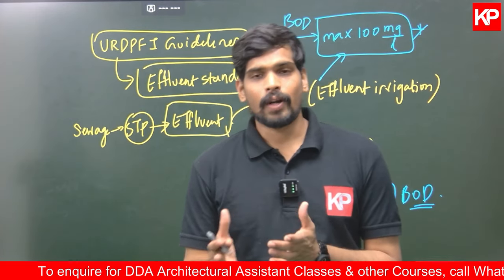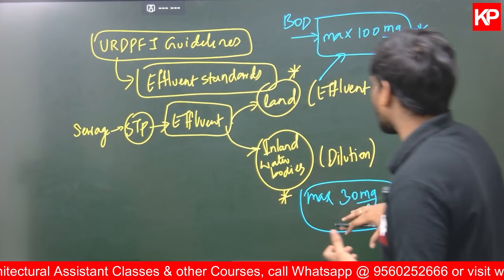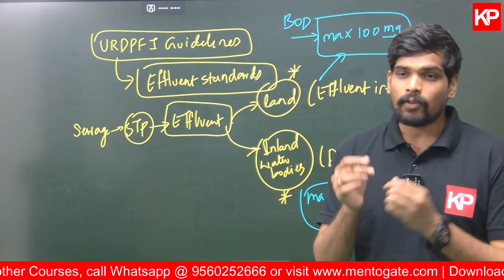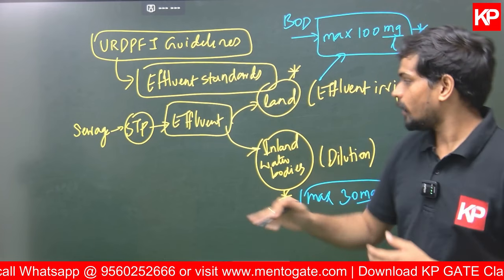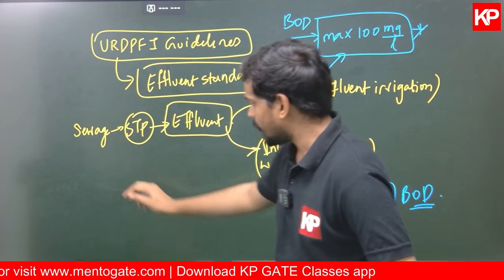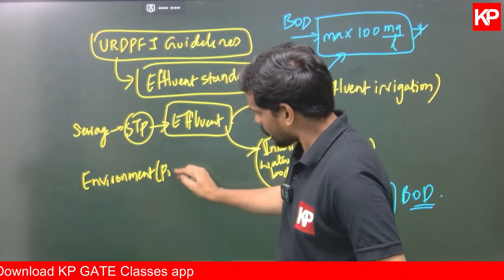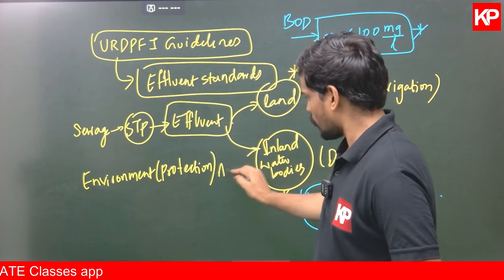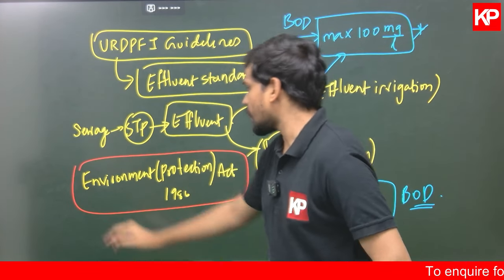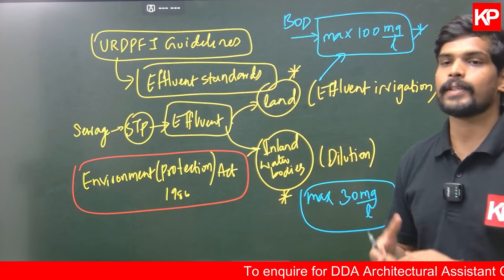Generally, the URDPFI guidelines rarely set their own standards. The source for these standards, 30 milligram per liter for dilution into inland water bodies and 100 milligram per liter as the maximum permissible BOD level for treated sewage effluent used for irrigation into land, is quoted in the URDPFI guidelines as the Environment Protection Act of 1986. Based on this, they have given these standards.